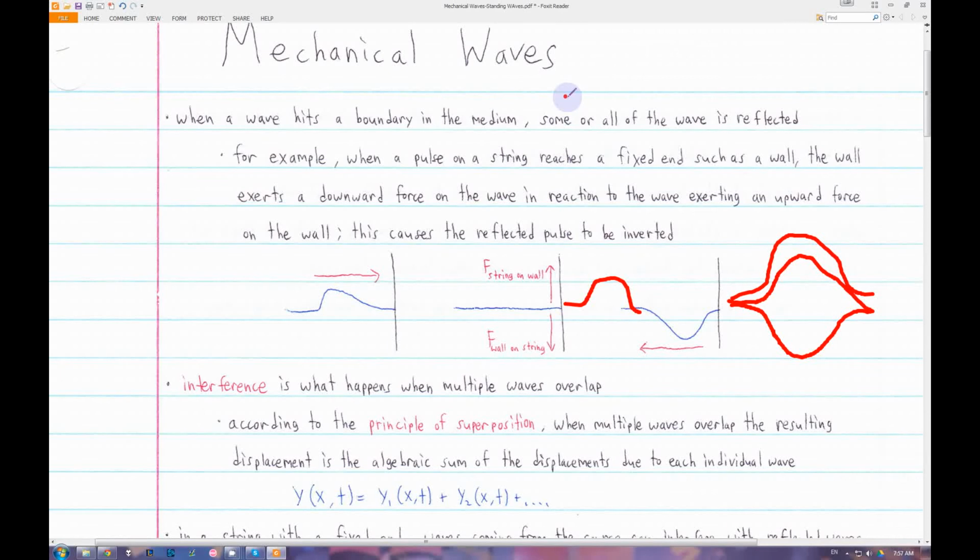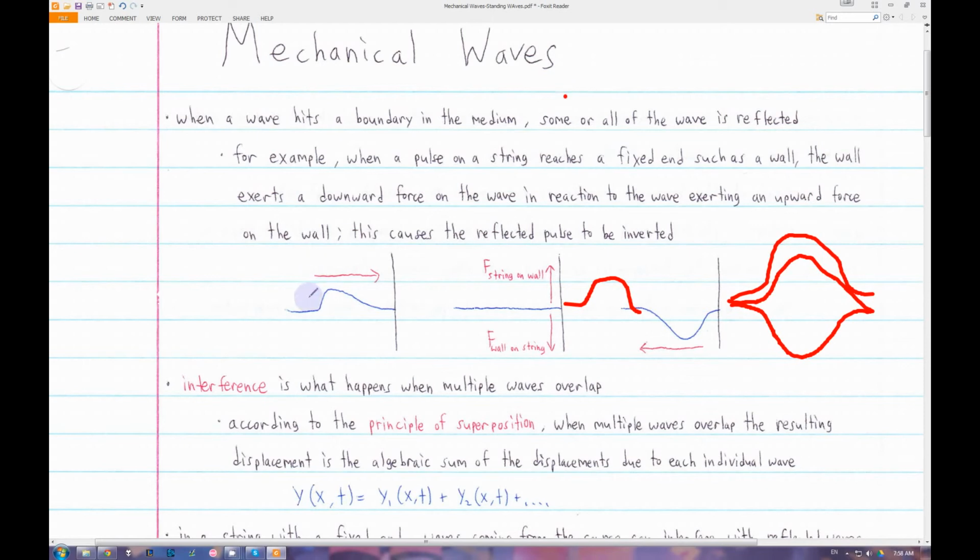So whenever a wave hits a boundary in the medium, for example, it changes between two mediums, such as going from water to air, or say it hits a wall, then some or all of the wave is always reflected. And the amount of the wave that's reflected depends on the properties of that boundary between the two mediums.